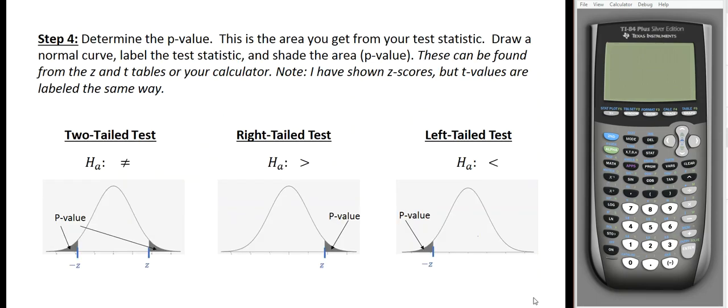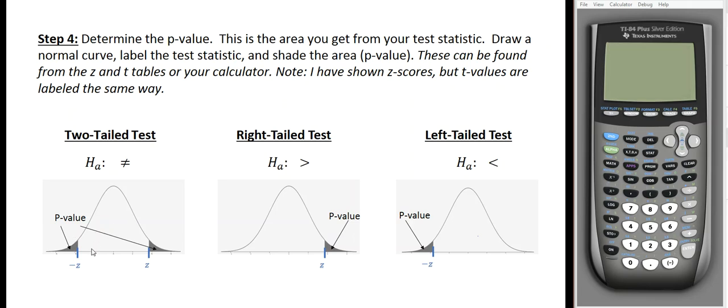Okay, so once we've got all that in place, we are ready to determine the p-value. The p-value is again going to measure the likelihood that your data occurred by chance, and that's actually the area under the curve that you get from the test statistic. So what we want to do is draw a normal curve, because we said it was normal, and label the test statistic.